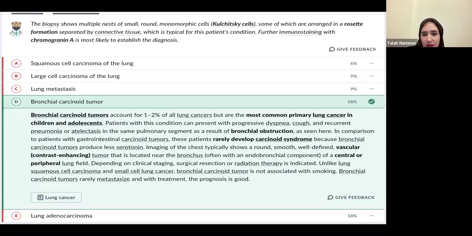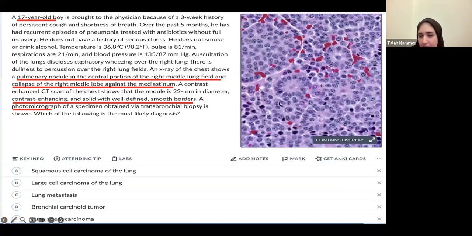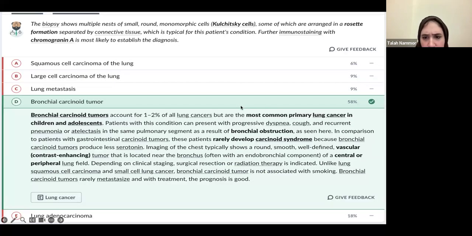Because first, he's a young patient. I get why you think adeno, because it looks like a gland, but what are these cells? They're neuroendocrine cells. I'm pretty sure they are neuroendocrine cells. They look monomorphic. They look all the same.